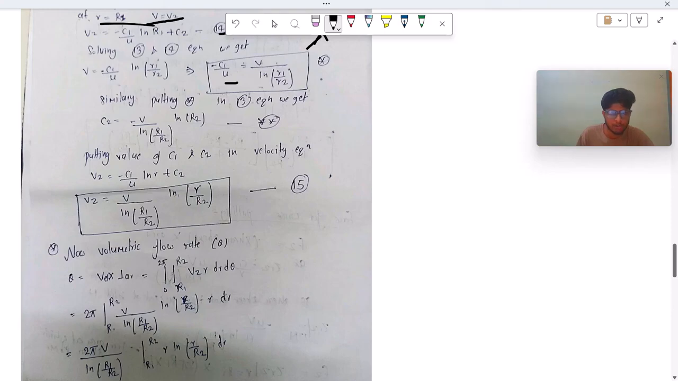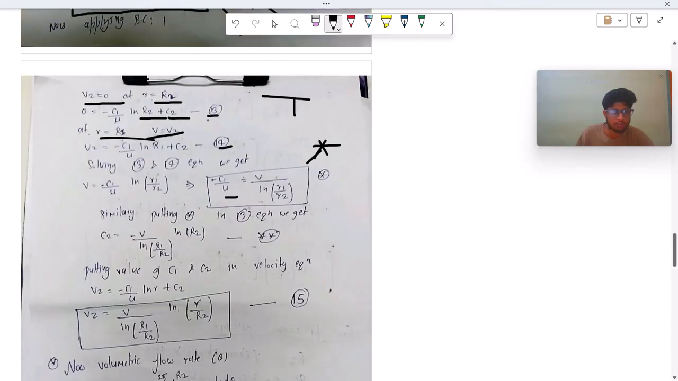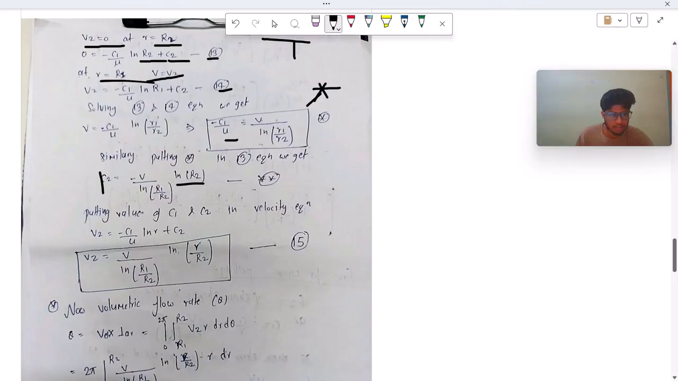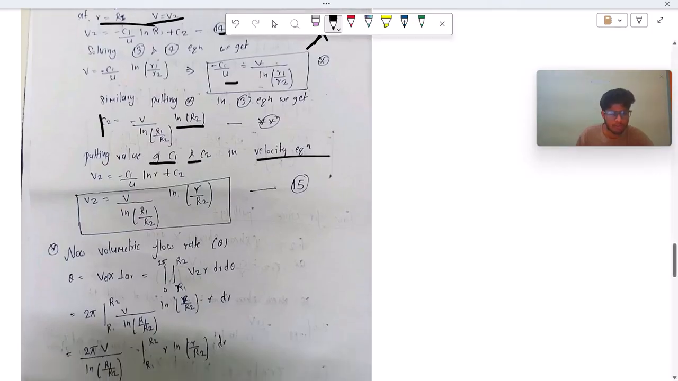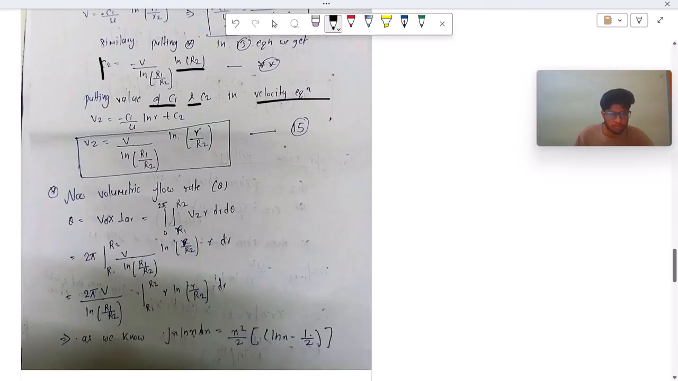Similarly, putting this value into the 13th equation, we get the value of c2, which is equal to minus b upon ln r1 by r2 into ln r2. And when we put the values of c1 and c2 in the velocity equation, we get the proper equation of velocity, that is Vz equal to b upon ln r1 by r2 into ln r by r2. So we get the velocity equation that they want from our question.